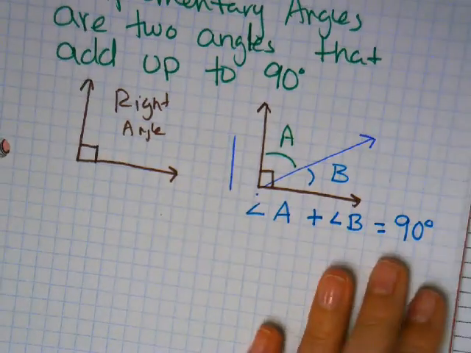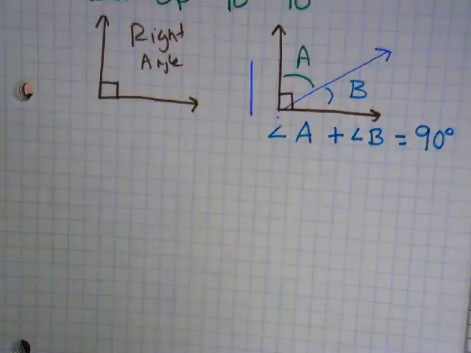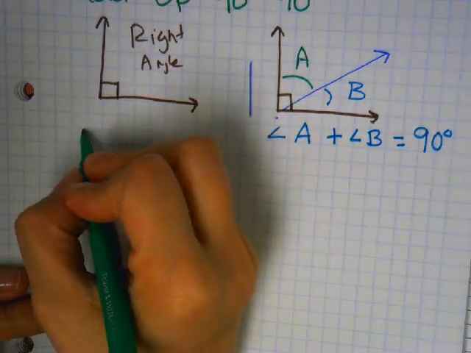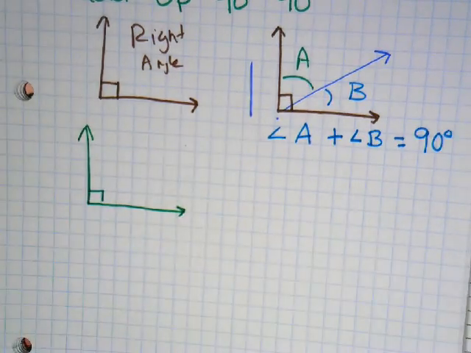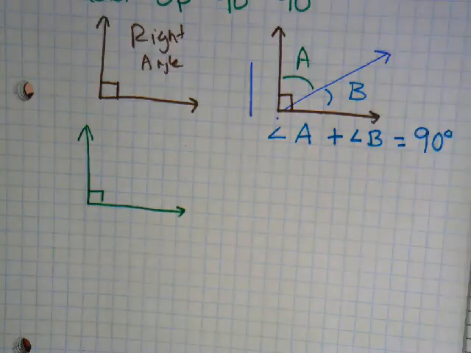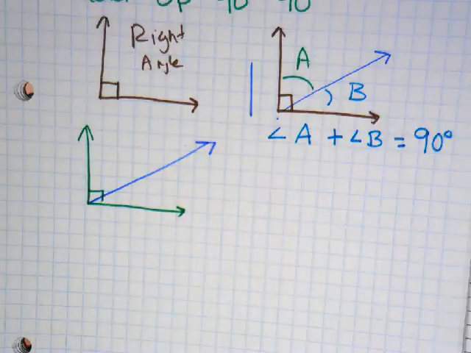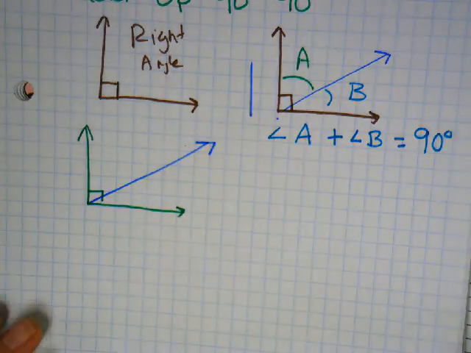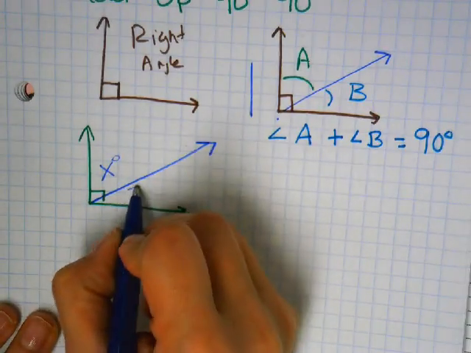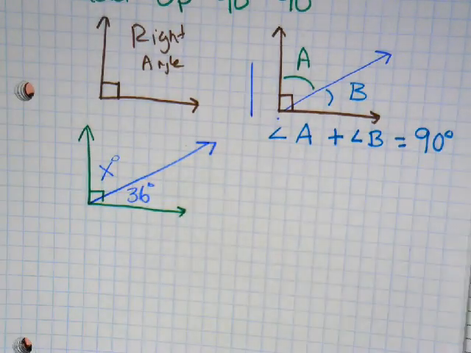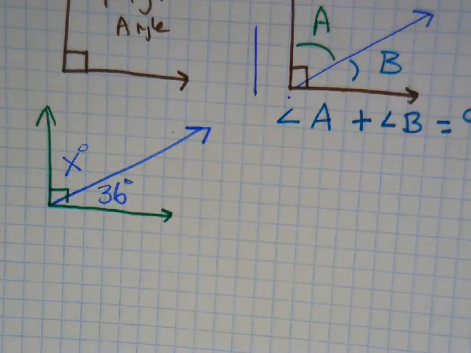Okay? All right, so now let's do the math involved in this. Super, super easy. One of the easiest things I teach all year is today's lesson. So a right angle, complementary. All right, this is going to be angle X, and this is angle 36 degrees. I want to know what is angle X.